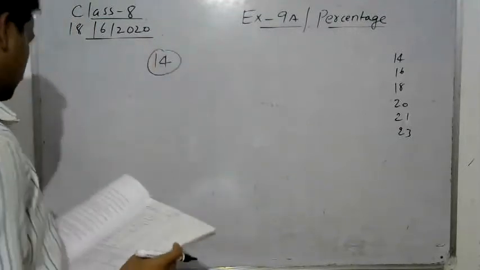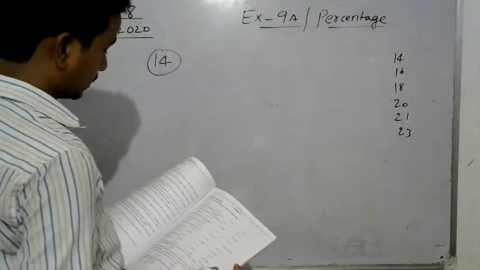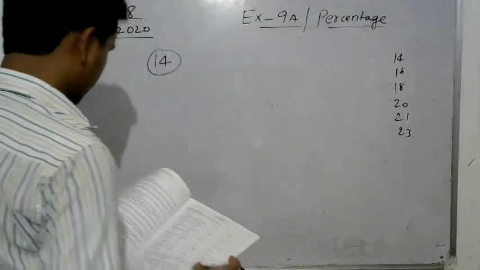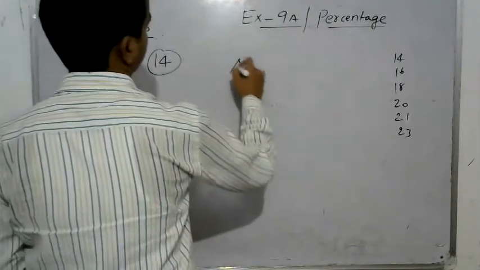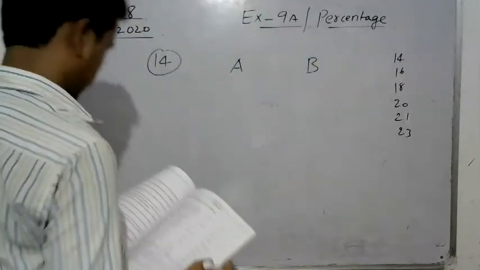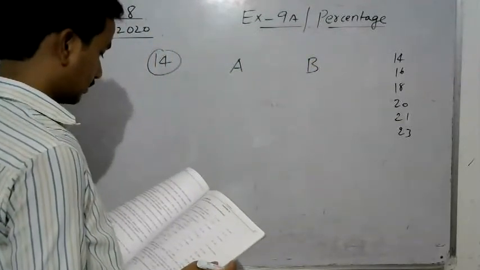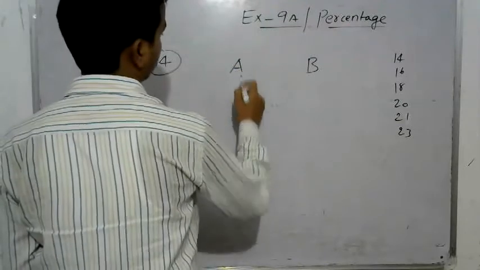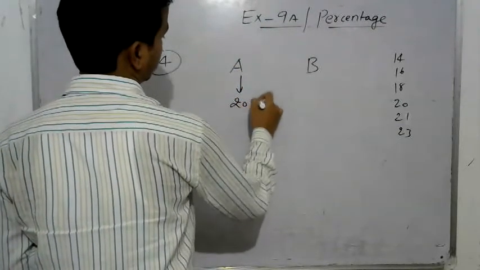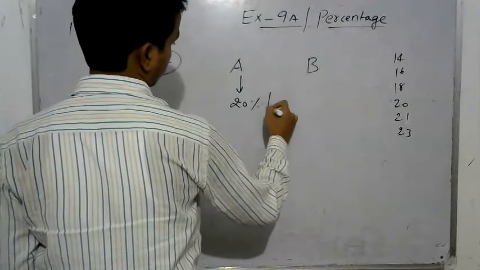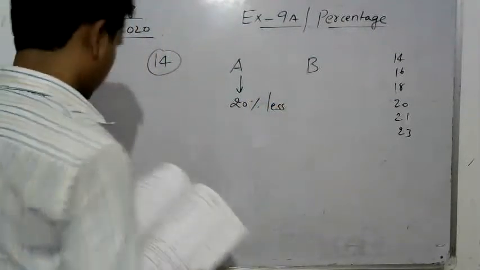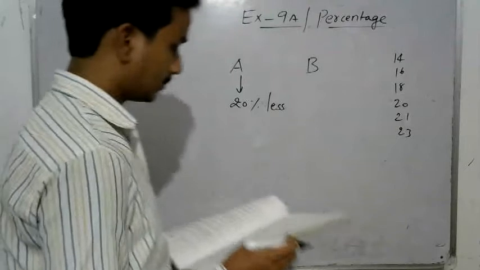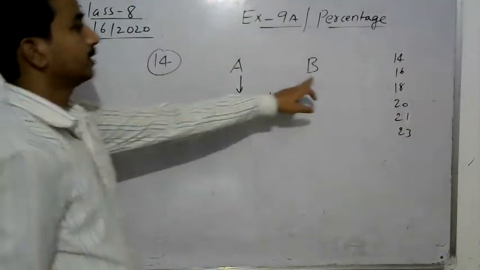In question number 14, it says that A's income is 20% less than that of B. So here is A and here is B. The question is saying A's income is 20% less than that of B. By what percent is B's income more than A?